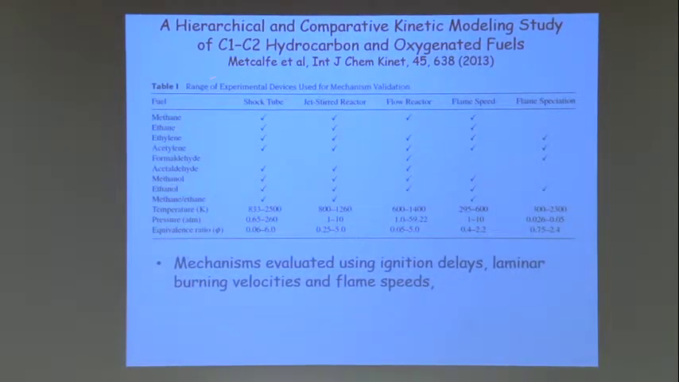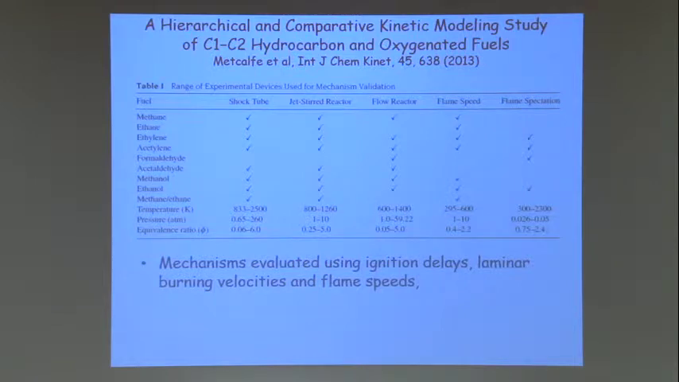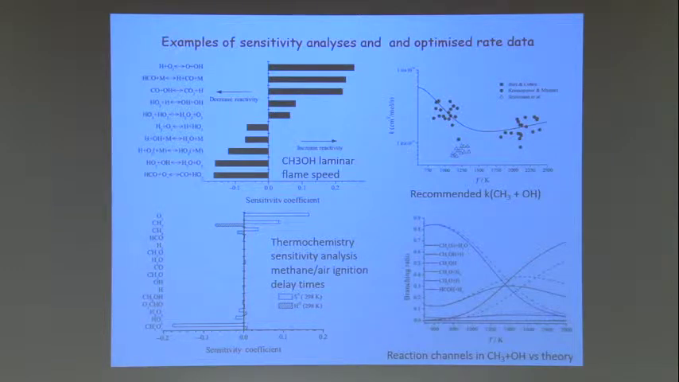This is a very, very substantial analysis of going further. So we've talked about hydrogen, oxygen, and this is going further and looking at a wide range of fuels and evaluating mechanisms using ignition delays, laminar burning velocities, and flame speeds. From looking at these determinations from shock tubes, jet-stirred reactors, flow reactors, flame speeds, and flame speciation. And so these are examples of sensitivity analyses. So this is the laminar flame speed for methanol, looking at the sensitivities with respect to various reactions.